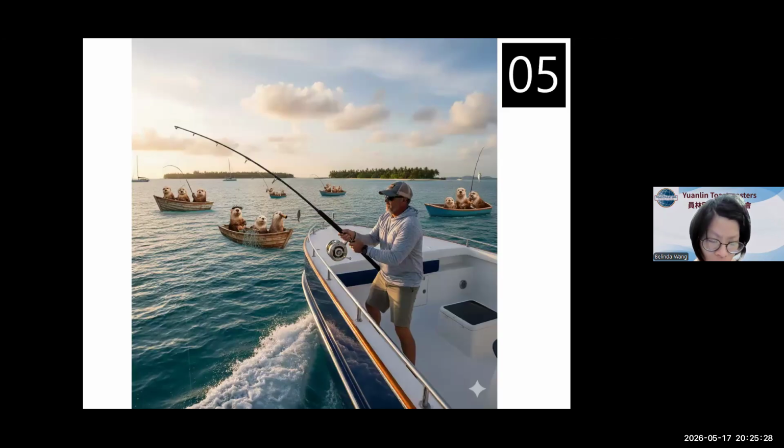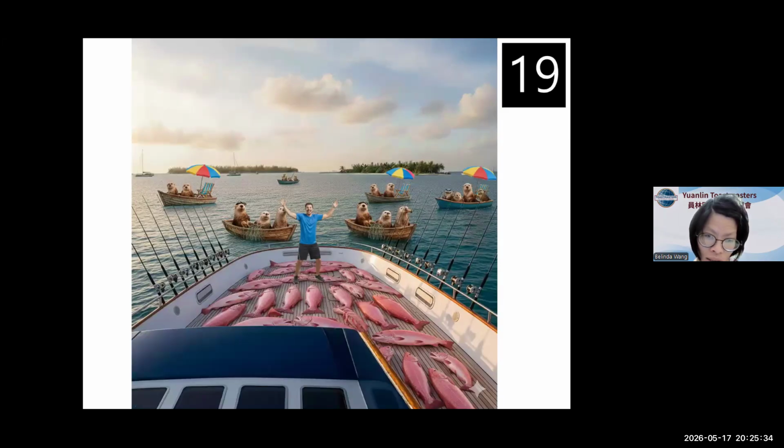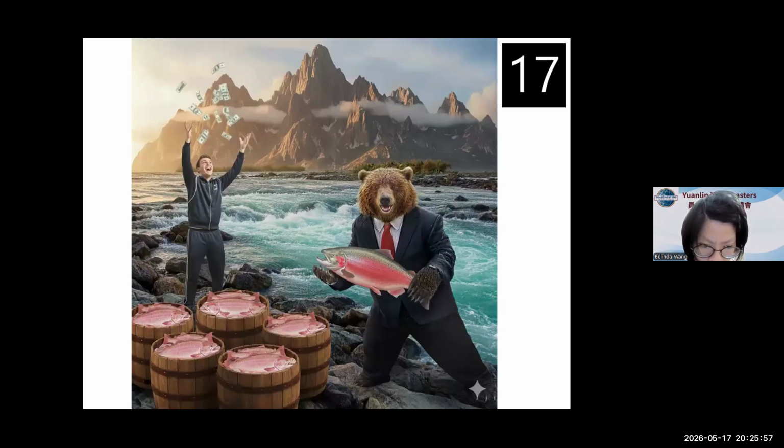And at the same time, in another country, there's a man fishing for his livelihood, and also in another country, there's a boat. They are full of fish, and at the end of it, all of the fish are gathered in this place, and the man got the money he wants.